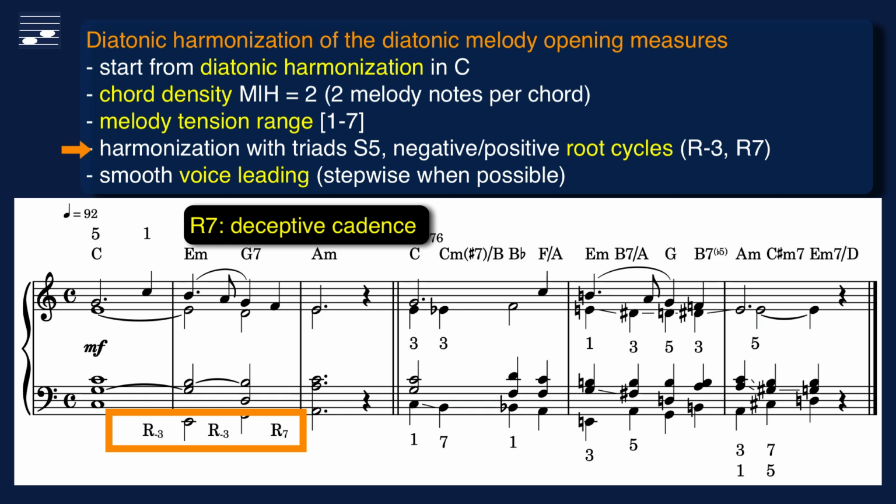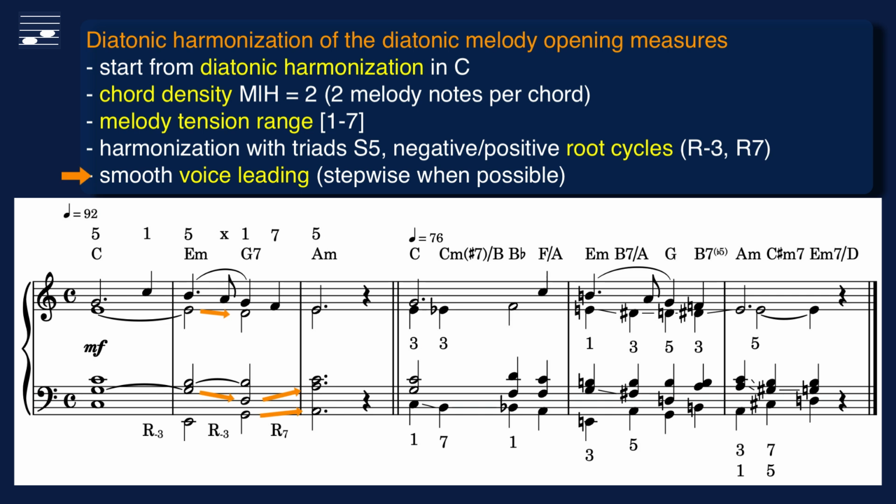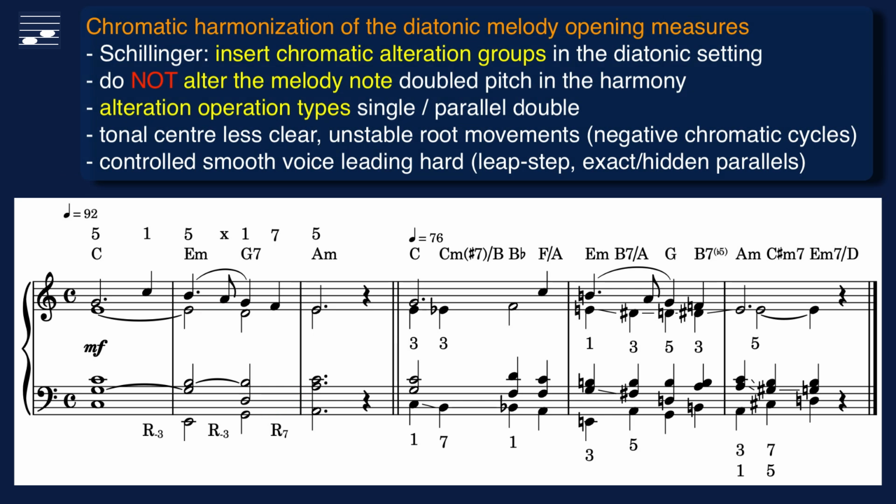The R7, going from G to A minor, is a deceptive cadence. Middle parts are moving mainly stepwise. There are 2 cases of suboptimal step leap patterns. Now over to the chromatic harmonization on the right.